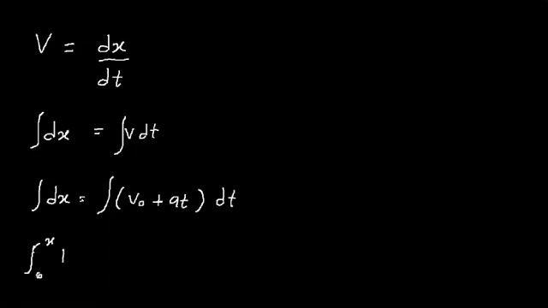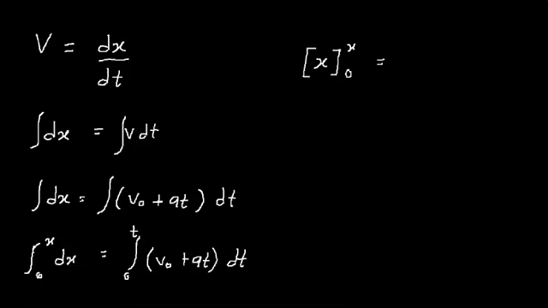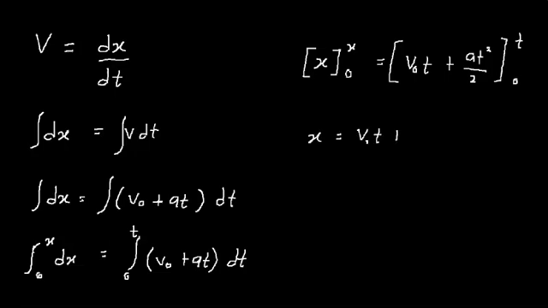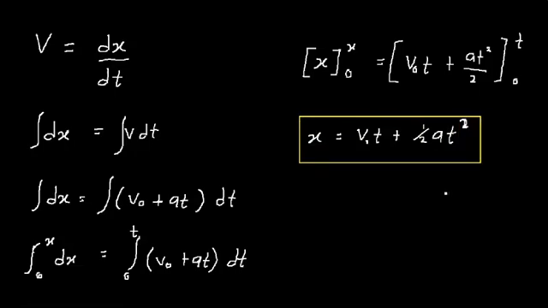Our integrals become the integral of dx from 0 to x equals the integral of (v naught plus at) dt from 0 to t. Integrating, we get x from 0 to x equals v naught times t plus a t square over 2 from 0 to t. Now, solving by substitution, we get x equals v naught times t plus half a t square. This is our second equation of motion, which shows a relationship between the displacement of a particle, its initial velocity, its acceleration, and the time elapsed.